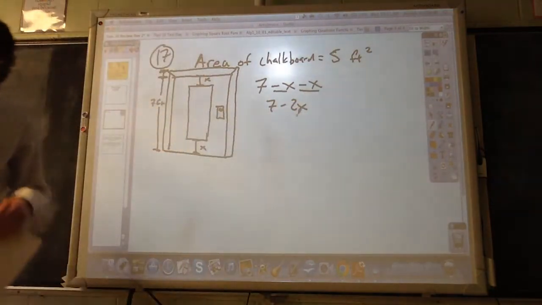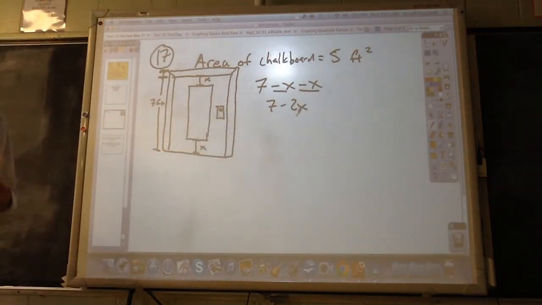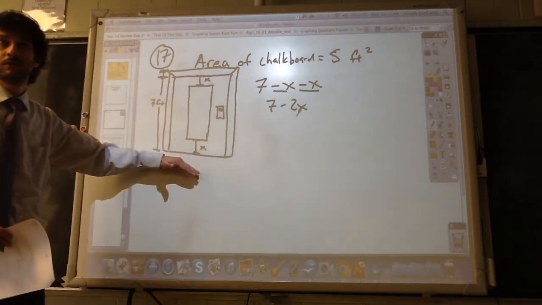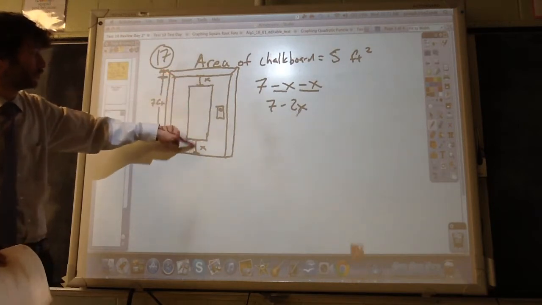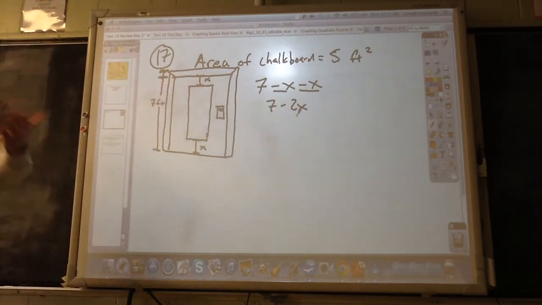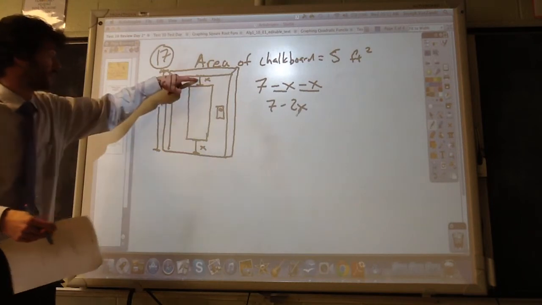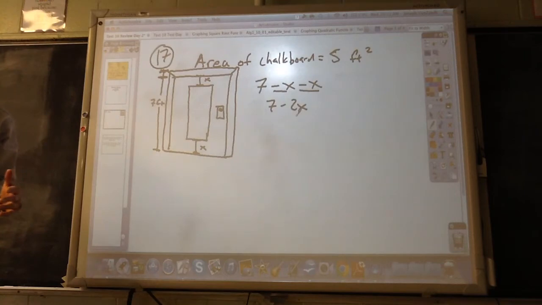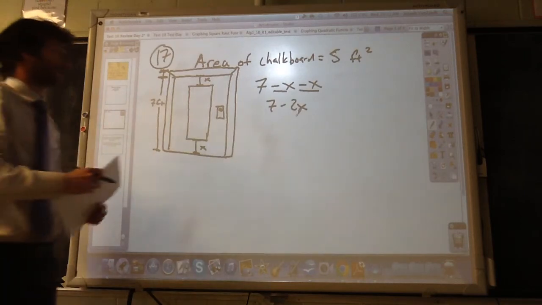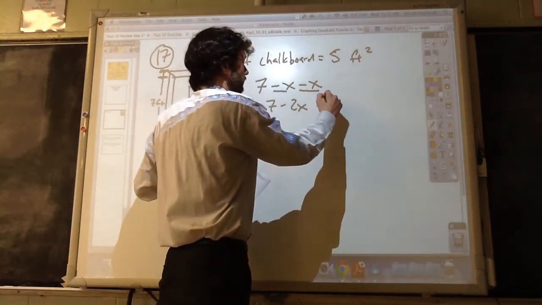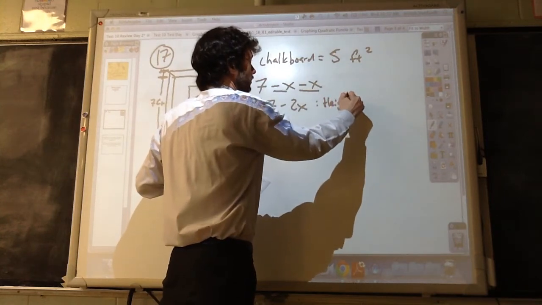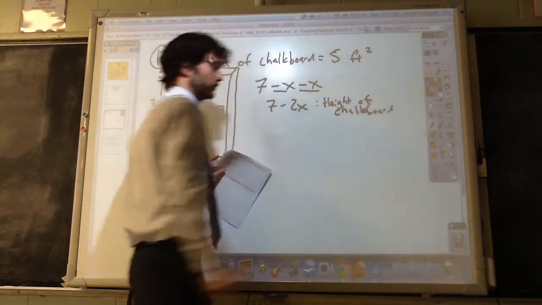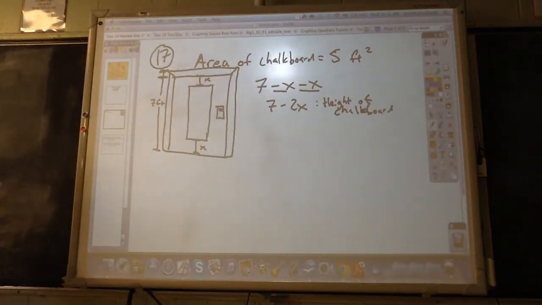Is everybody following how I got 7 minus 2x now that you see it? I know that the height of the whole door is 7 feet. And I know if I subtract out the borders, whatever they are, I don't know yet, that's what I'm asked to find, that 7 minus this border will give me just the chalkboard. Is that making sense at all? Okay. So let me make a little note by this. This is the height of chalkboard.